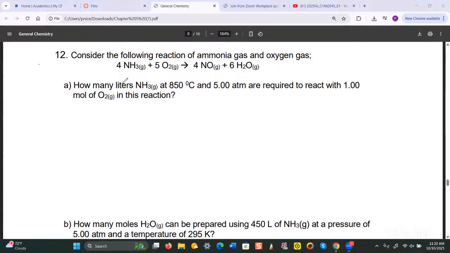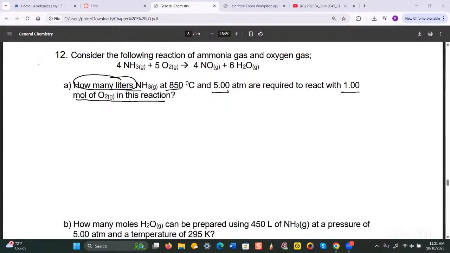And then in part A, it says: how many liters of ammonia at 850 degrees and 5.00 atmospheres are required to react with 1.00 moles of oxygen in this reaction? So they're asking for the volume, how many liters of ammonia. They gave you the temperature, the pressure, and the moles of oxygen involved in the reaction. So what do you think your first step would be in order to solve this problem?